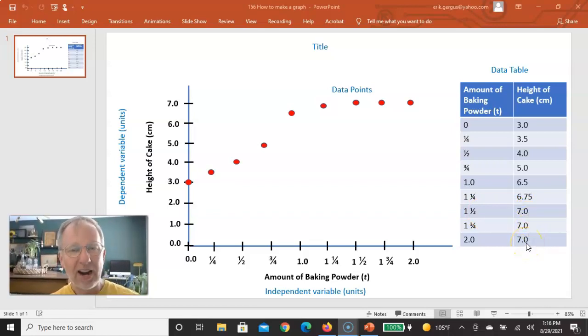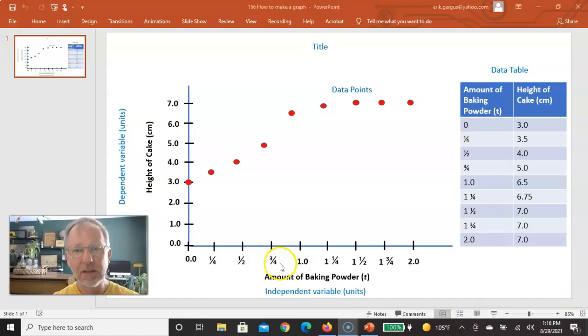So we make graphs in order to show what the data are showing, to give a picture, to give an image that kind of pops out and tells us and shows us what happened in the experiment. It's a visual presentation of the data.